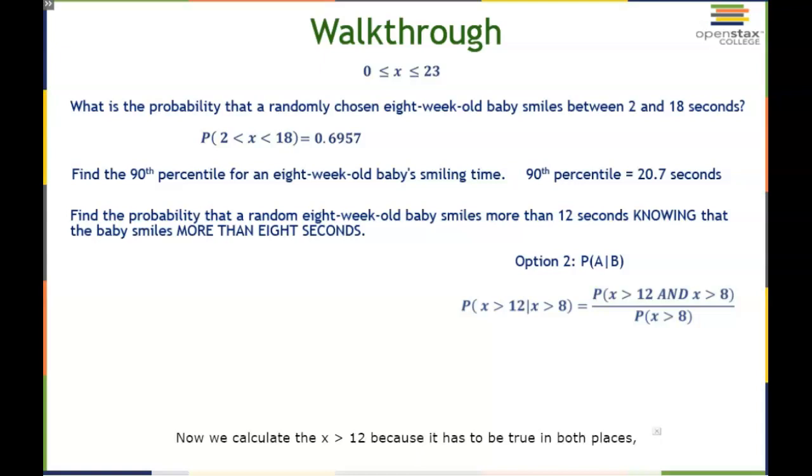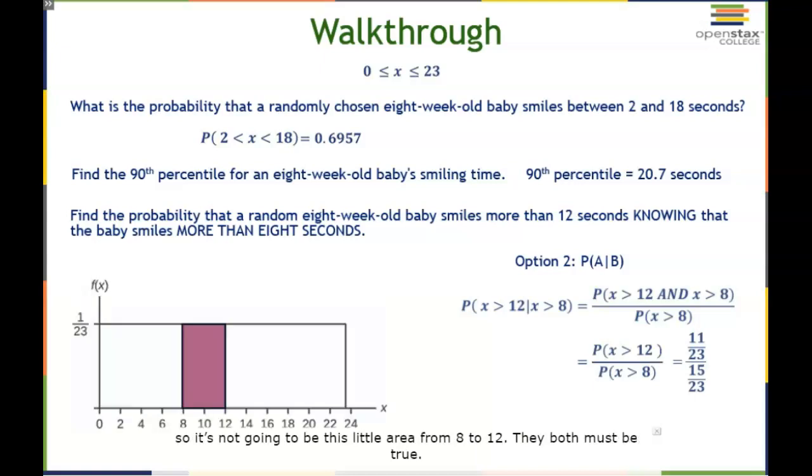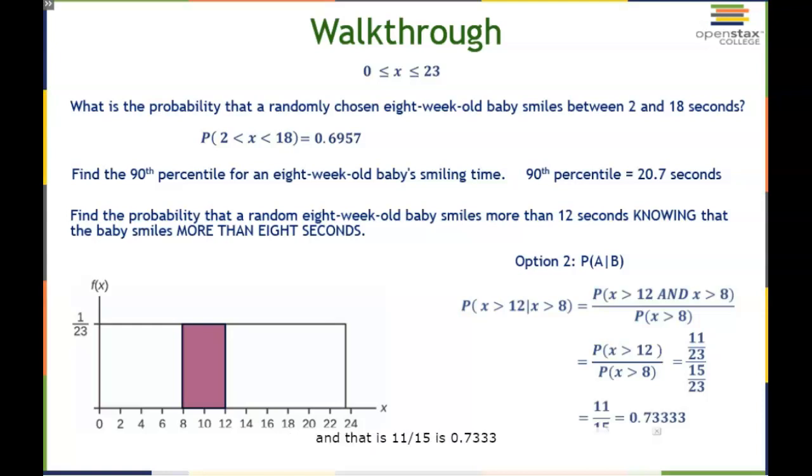Now, because it has to be true in both places, it's not going to be this little area from 8 to 12. They've both got to be true, so the probability on top has to be x is greater than 12. And then the probability that x is greater than 8 on the bottom. The probability that x is greater than 12, well, 23 minus 12 is 11 out of those 23. Probability that x is greater than 8, that's going to be 23 minus 8 over 23. So we have 11/15, which is 0.7333.